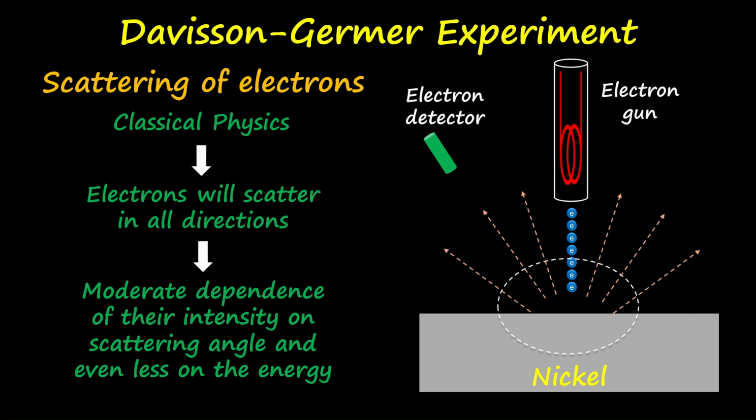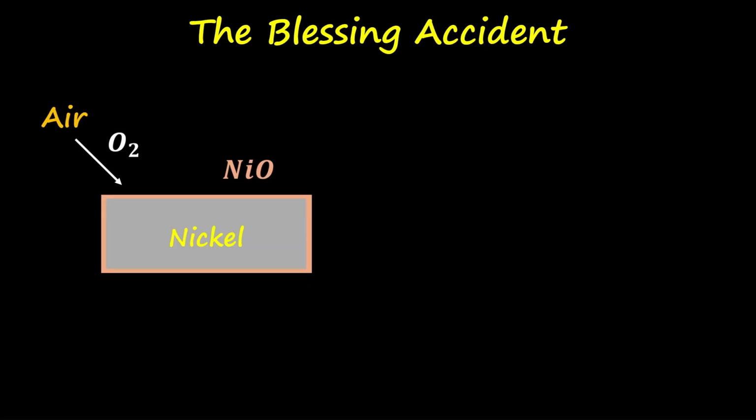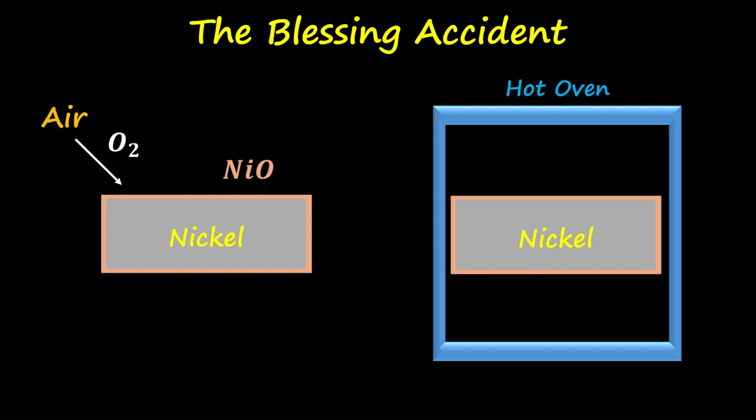In the middle of one of the attempts to do the experiment, an accident occurred that allowed air to enter the apparatus and oxidize the metal surface. To reduce the oxide to pure nickel, the nickel block was placed in a hot oven, and after this treatment, the nickel block was returned to the apparatus and they resumed the experiment.